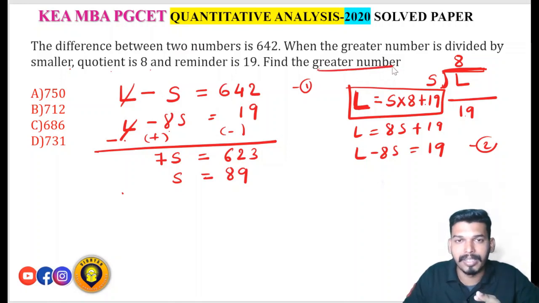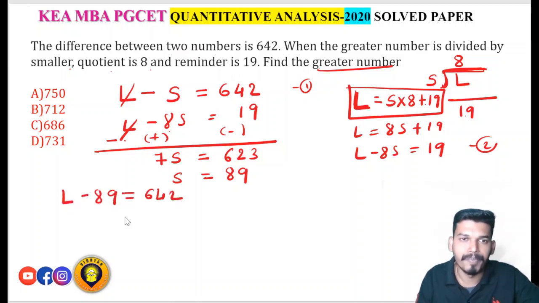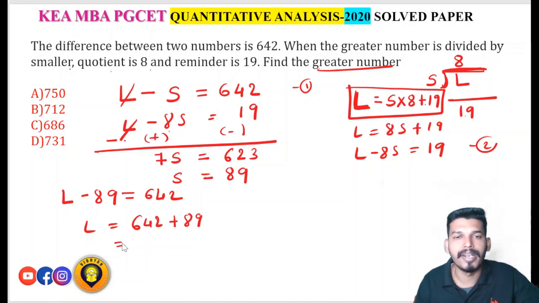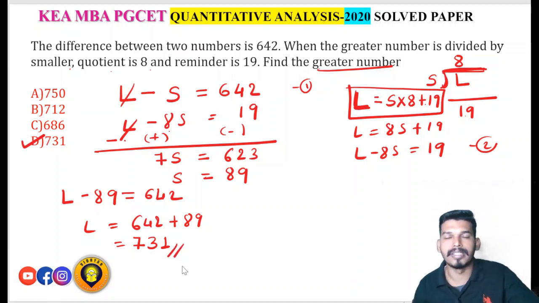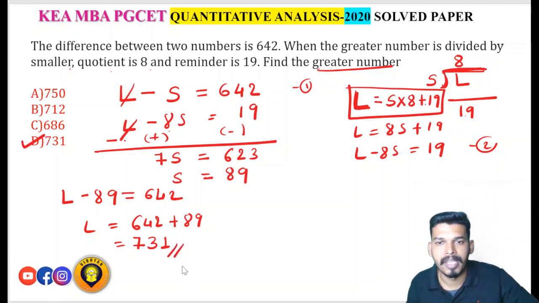They asked to find the greater number. Put it in any of the equations. Let me put it in the first equation. L minus S, that is L minus 89 is equal to 642. Therefore, L is equal to 642 plus 89. Plus 89 means plus 100 minus 11. 742 minus 11, that is 731. So therefore option D is the answer. Option D is the right answer. Clear?